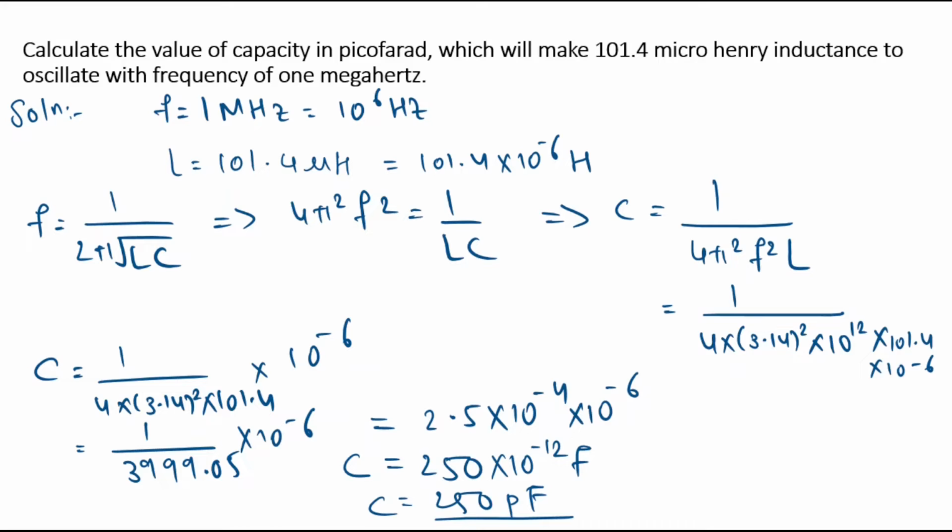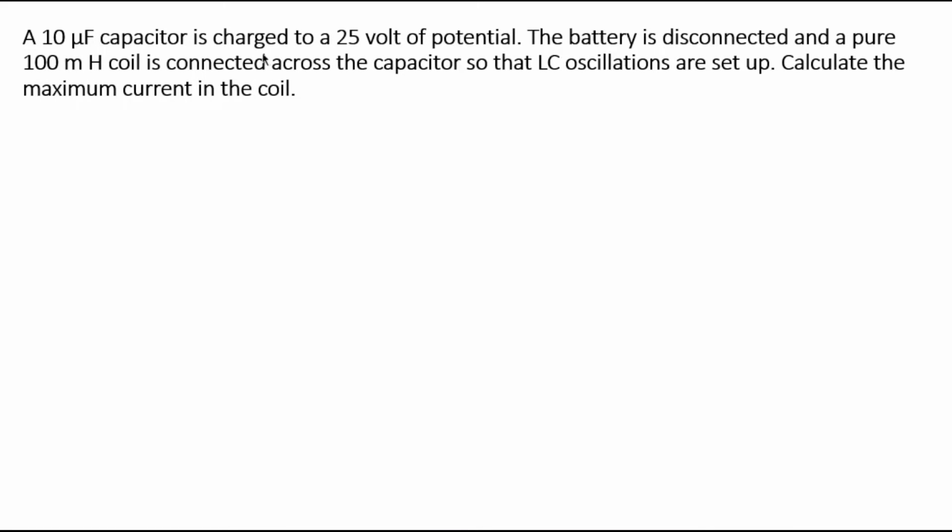Let's look at the next sum. A 10 microfarad capacitor is charged to a 25 volt of potential. The battery is disconnected and a pure 100 millihenry coil is connected across the capacitor so that LC oscillations are set up. Calculate the maximum current in the coil.